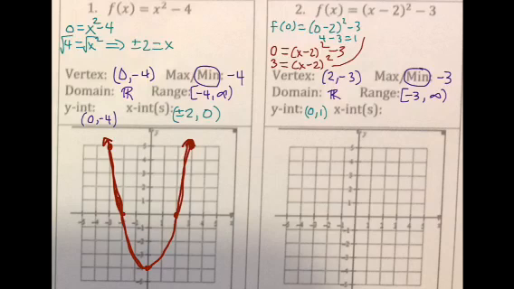I'm going to move the work over here because I ran out of room. So that gives you plus or minus the square root of 3 equals x minus 2, because I took the square root of both sides. Okay? I'm going to add the 2. So then I have plus or minus radical 3 plus 2 equals x. So that's my x-intercept.